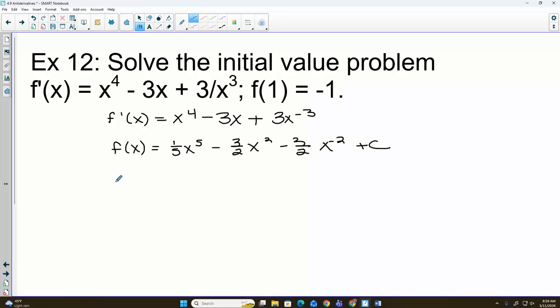Alright, so now f of 1 equals 1. So if we put in a 1 for our x, this would allow us to find our c. So we get 1/5 minus 3 halves plus c, and this has to equal negative 1. All right, so you guys help me out. What's this turn out to be?